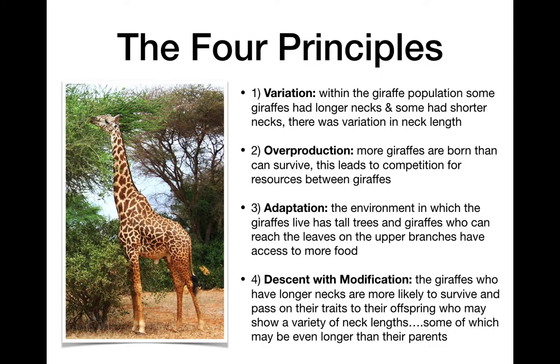And then descent with modification: the giraffes who have longer necks are more likely to survive and pass on their traits to their offspring. And their offspring could have a variety of neck lengths. Maybe one giraffe has a really long neck and has 4 offspring. One has a super crazy long neck, one has a little bit shorter neck than its parents, but the other two are exactly the same as their parents. Some variation as well in the offspring. So some of those may have even longer necks and are likely to pass that trait on to their offspring.